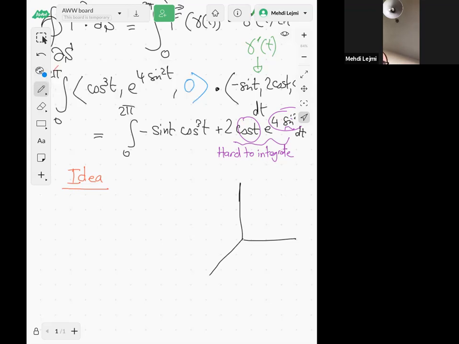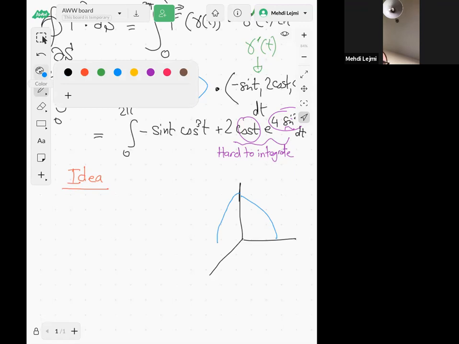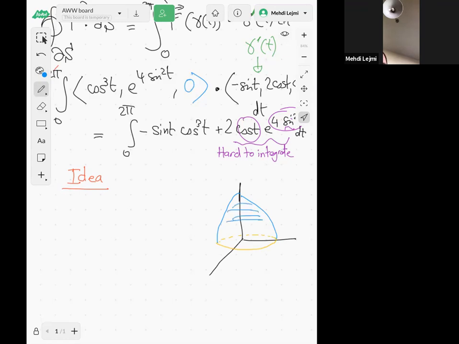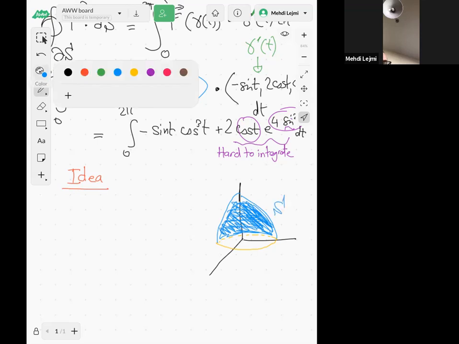So this is your surface S, and the yellow curve is C, the boundary of S.